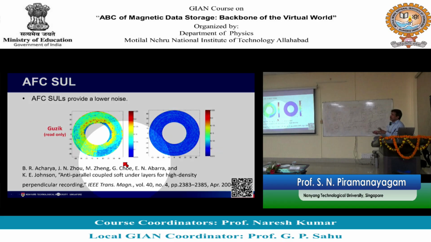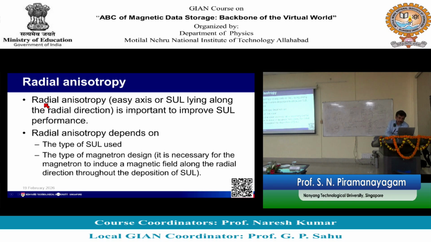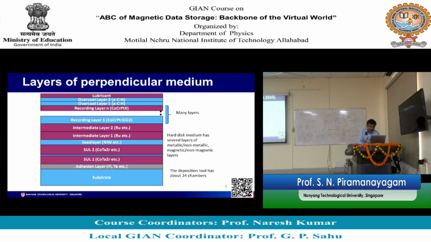For example, you just deposit the soft underlayer and you fly the reading head over the soft underlayer. The left side is a single soft magnetic underlayer. You will see that there is so much signal, right. It is not low, it is very high, some regions you have red, some regions you have blue and so on. These are regions where you have domains and there are stray magnetic fields. So, this is noise. On the other hand, if you make this AFC soft underlayer, basically you break the soft underlayer into 3 layers like I show here.